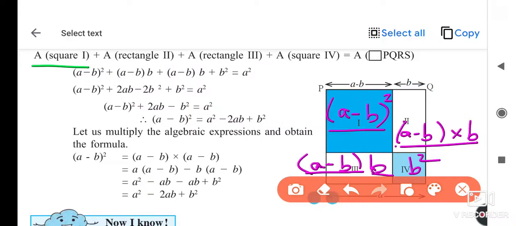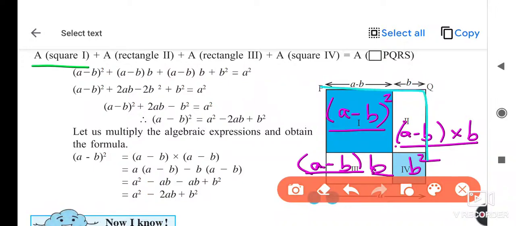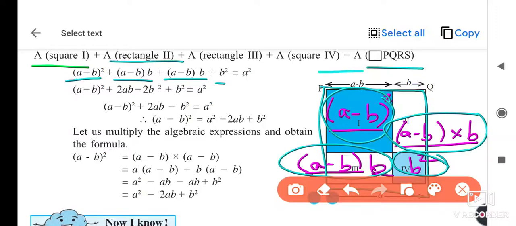Now what we have to do is add all these areas. So the area of PQRS is equal to the first term, (a minus b) square, that is the first square's area. Then the second rectangle's area is equal to (a minus b) into b. Area of the third rectangle is also the same, (a minus b) into b, and area of the fourth is equal to b square, right? And what is the area of PQRS? The total PQRS is a square, and its length is equal to how much?